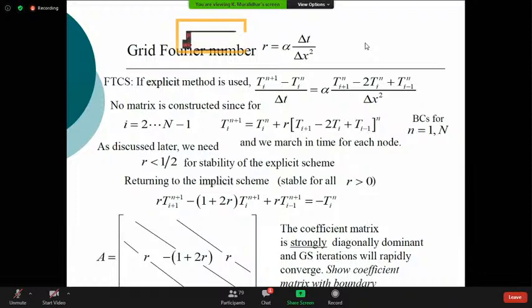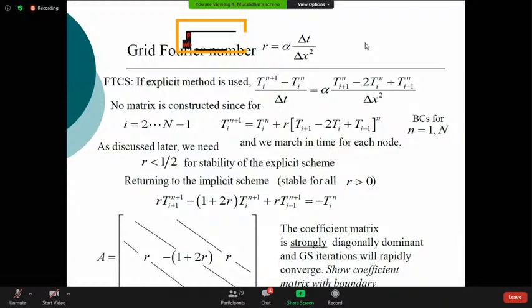Okay, so is this coefficient matrix diagonally dominant? The answer is yes. It is very strongly diagonally dominant because there is this extra 1 on the diagonal term. So it is 1 plus 2r, while the off-diagonal terms add up to 2r. So in an unsteady formulation, you get a coefficient matrix which is strongly diagonally dominant. In steady state, that 1 was not there. So unsteady gives you a matrix which is more strongly diagonally dominant than the steady state formulation.